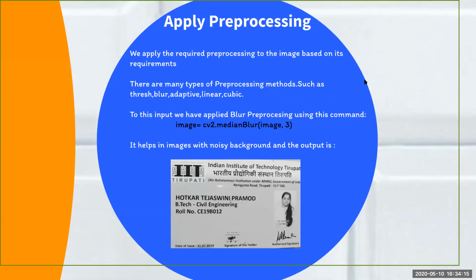So what we have done is we have applied many pre-processing steps, like thresholding, de-blurring the image, and adaptive thresholding, which remove any kind of noisy input or any noisy background from the given image. The command is given over here, cv2.medianBlur. It removes any blur or any noisy text from the image, and this is the output for that.